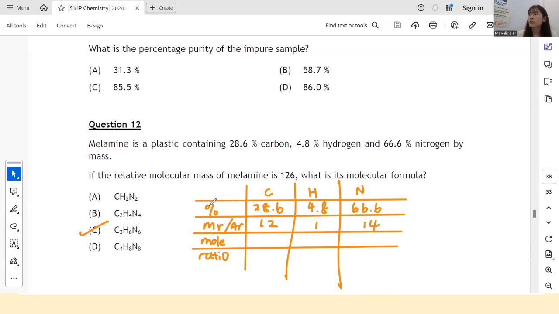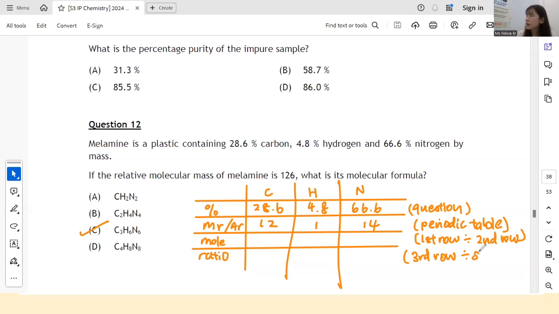So just follow the instruction. First step is always copy from the question. Second step, you check the periodic table. Third step, you always take the first row, divide by the second row. Can you press the calculator? Then after that, you take the first row, divide by the second row. For the ratio, you take the third row, divide by the smallest value in the third row.